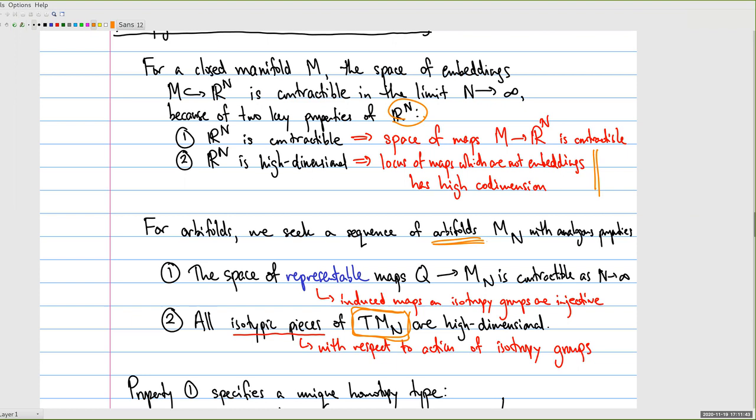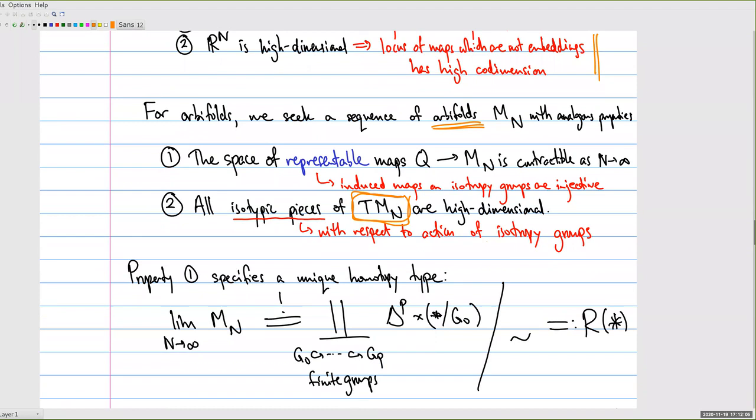Right. Okay, so this property one, it specifies a unique homotopy type. This is not surprising. It's some sort of universal property of what maps into it is. So it should specify uniquely. It's given by this somewhat complicated thing. Basically you take the 2-category of finite groups, injective maps and conjugations. You take the nerve. Well, you take something modeled on the nerve, but you take point modulo G naught here. And we'll call that space R of a point. There's a reason to call it this, but for now this is just notation.